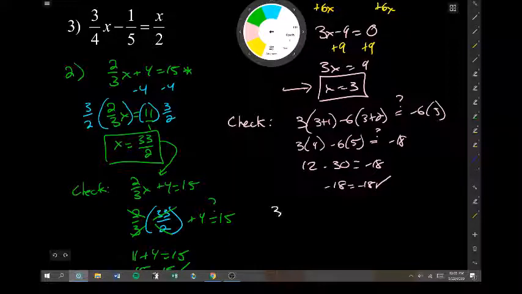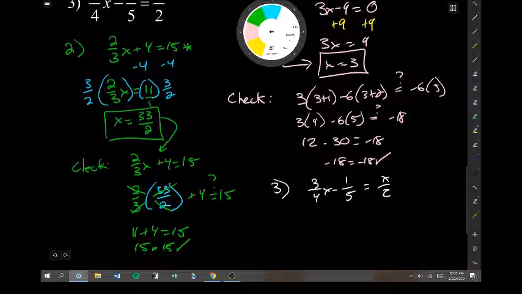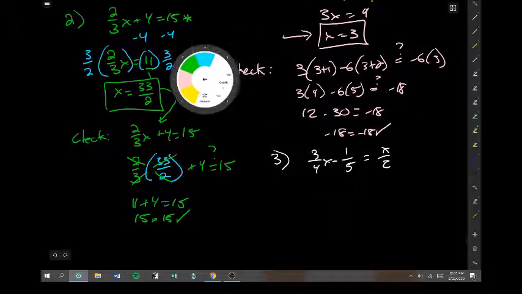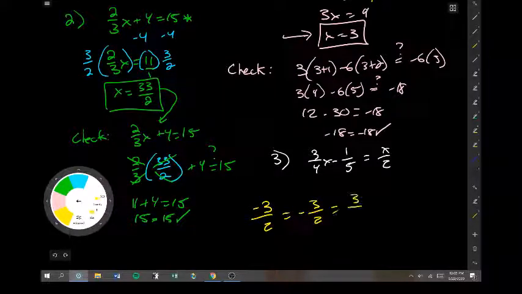I have number 3, which is 3/4 of x minus 1 over 5 equals 1/2 of x. A couple things I want to make clear before I start solving this, just so you know. There's no negative, well, there are some negative fractions here. This is the same as this, which is the same as this. Those 3 fractions all mean the same thing.